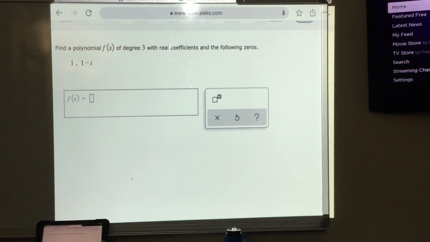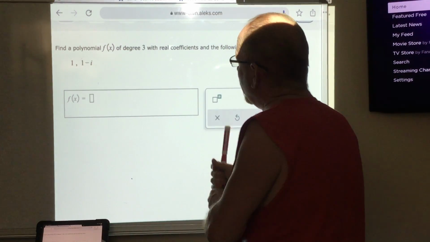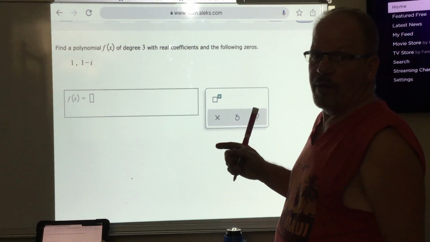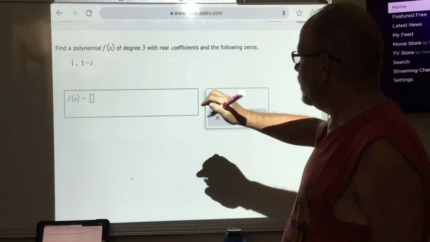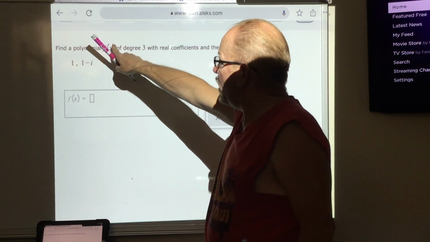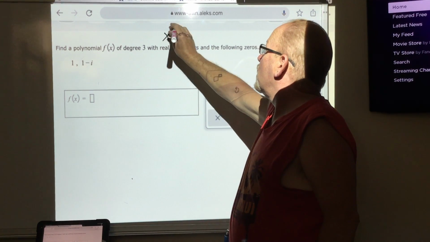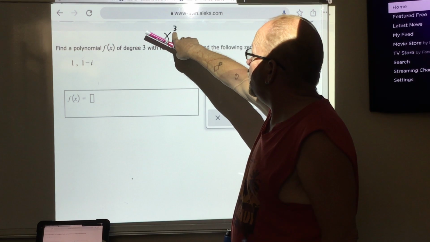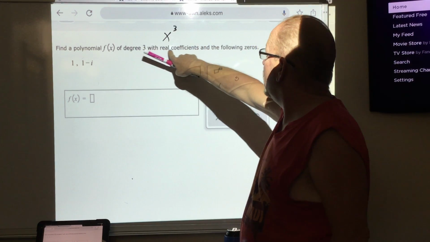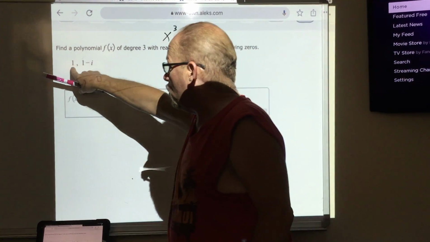Okay, so this is question number 9. A lot of you have asked and shown, and I actually didn't remember. It took me a minute. Anyway, find a polynomial f of x of degree 3. That means that's the lead exponent, degree 3, with real coefficients and the following zeros.